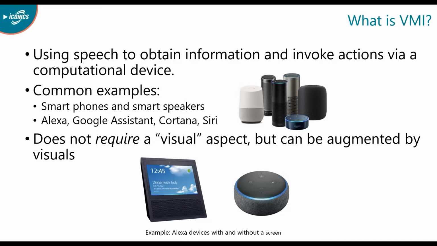So an example, you might ask, what is the weather? And the device with no screen could just respond verbally with, it's sunny and the temperature is 65 degrees Fahrenheit. The device with the screen could have the same audio response, but you could also, for example, show a temperature graph for the day or a weather map for your region. So basically you can augment the response with visuals.